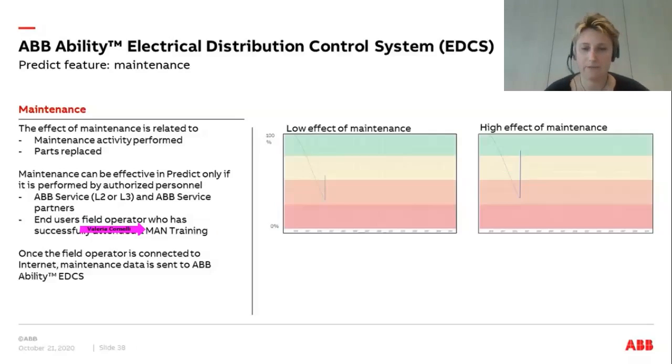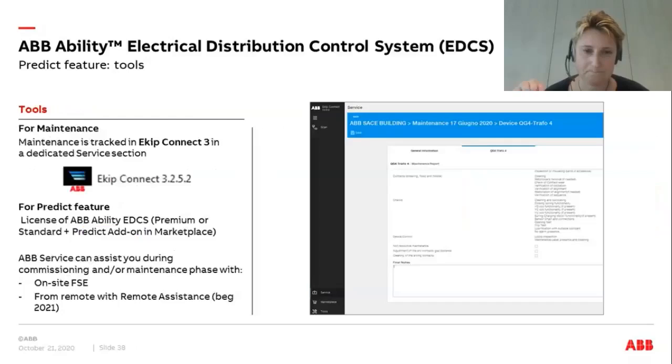Once the field operator has collected all the information in Keep Connect, which is the tool that allows this collection of data, the data are automatically sent to the cloud, to ABB Ability EDCS, once the field operator is connected to the internet with his PC.